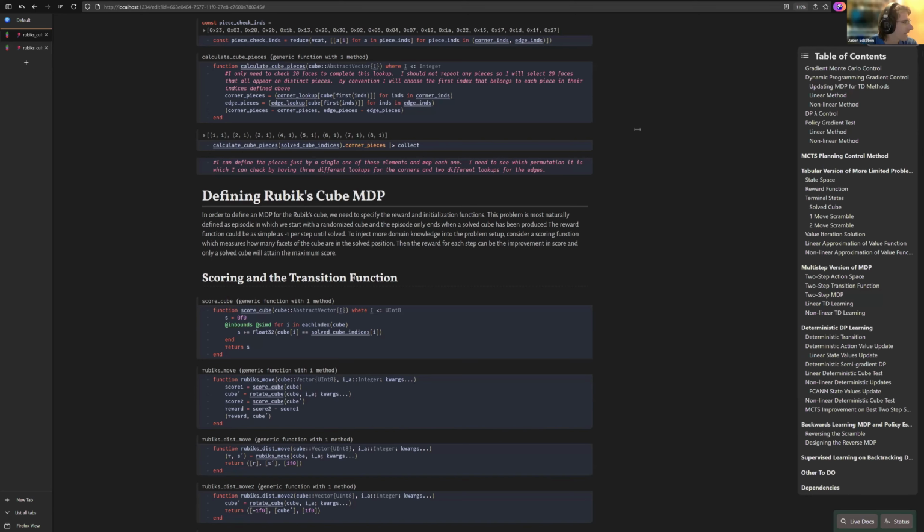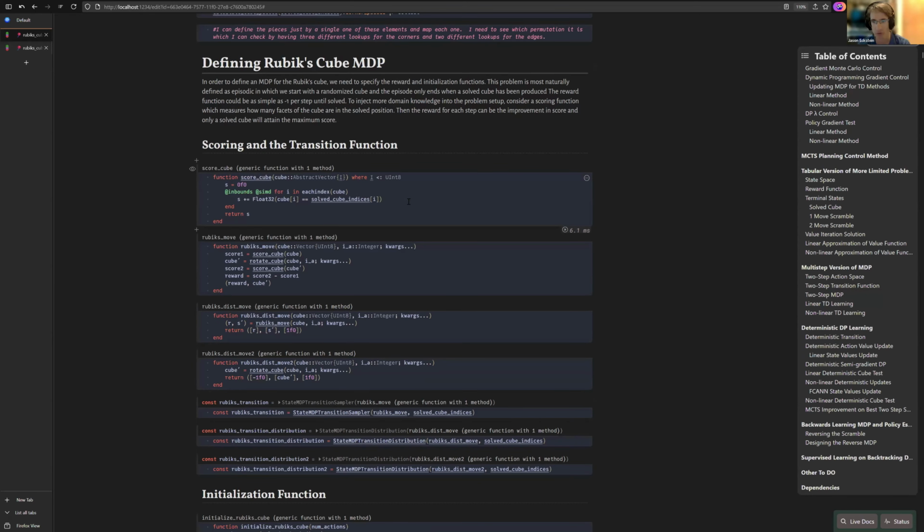You could also think of having a more dense reward function where you try to score it. So in this case, this scoring function is checking how many of the 48 indices match the solved cube, so there's a percentage. You can give it a score from 0 to 48, where 48 would be all the pieces are in the right position, and 0 would be nothing is in the right position. And then when you do moves, you could generate a reward signal, which is a measure of how much the score changes, either up or down.